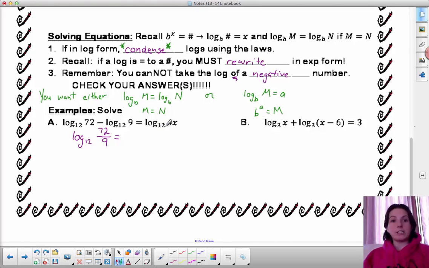And on the right-hand side, I do have a single log. There's no condensing there, so it just tags along: log base 12 of 4x. Now we can simplify this. 72 over 9 is an 8. That's why we condensed it. So log base 12 of 8 equals log base 12 of 4x.